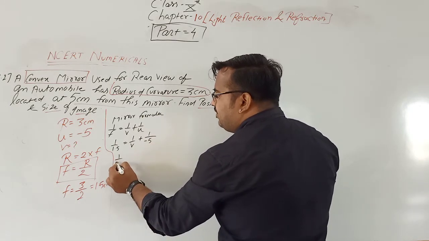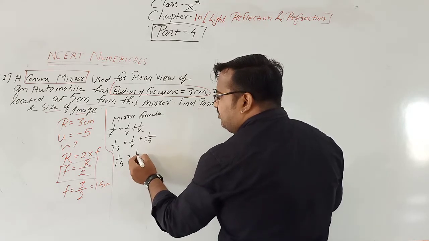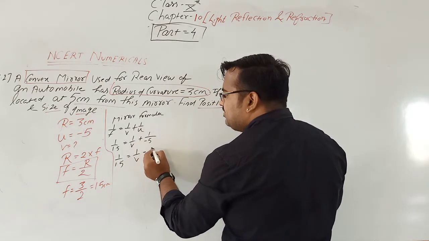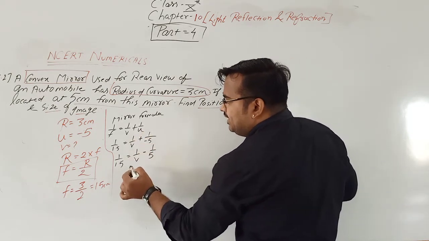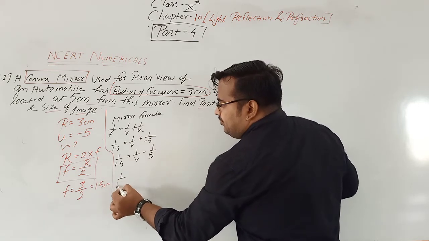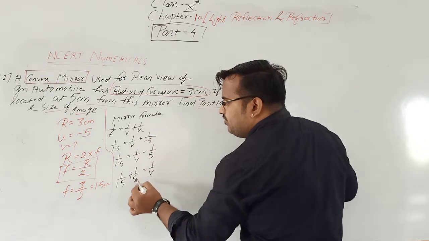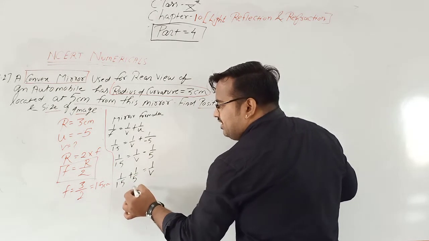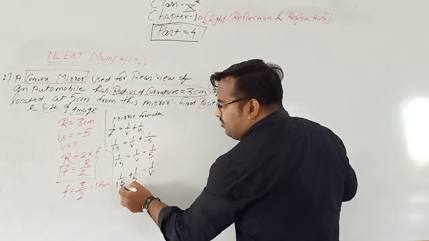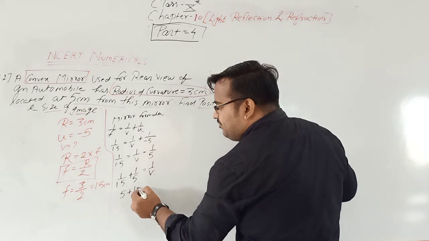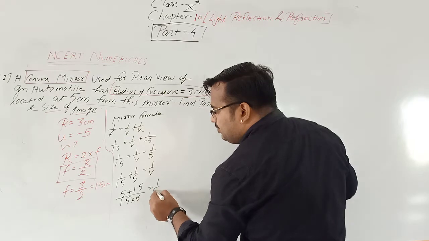So 1 upon 1.5 is equal to 1 upon, what is v? V we don't know. Plus and minus will be minus 1 upon 5. Clear? So 1 upon 5 will come on the right hand side. This would be plus 1 upon 5 is equal to 1 upon v. Clear? So 5 ones are 5, 5 ones are 5 plus 1.5 into 1 is 1.5 upon 1.5 into 5 is equal to 1 upon v.